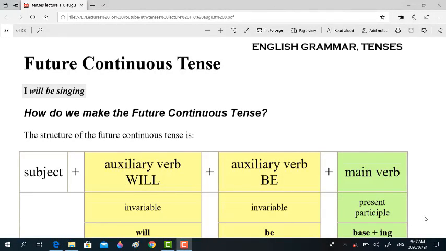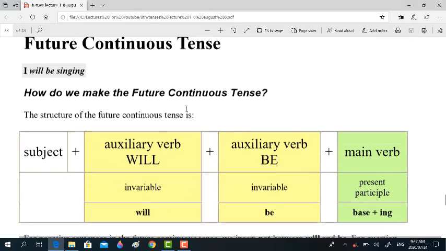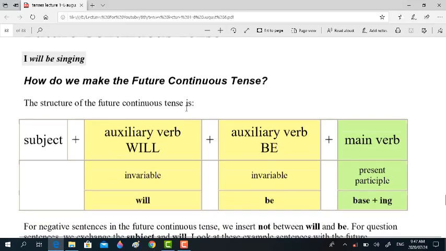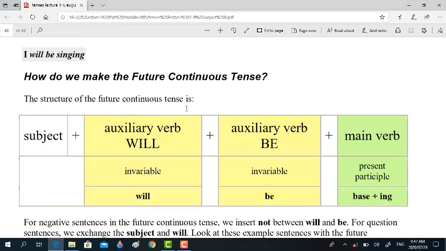Yesterday we talked about future simple tense. Today we are going to start future continuous tense. Look at the example. I'll be singing. Okay, from this example you can infer the structure. How will the structure be?